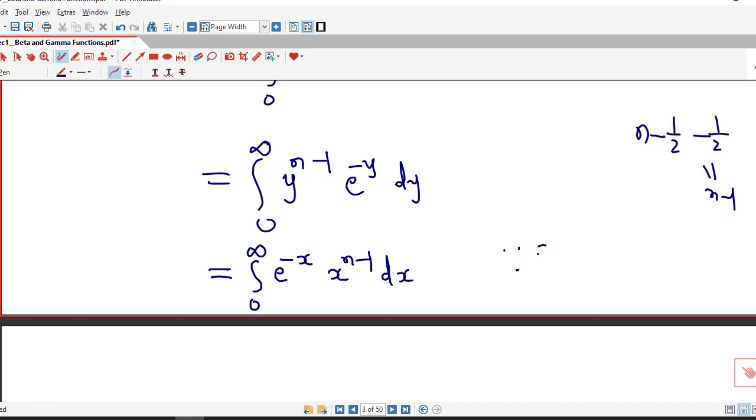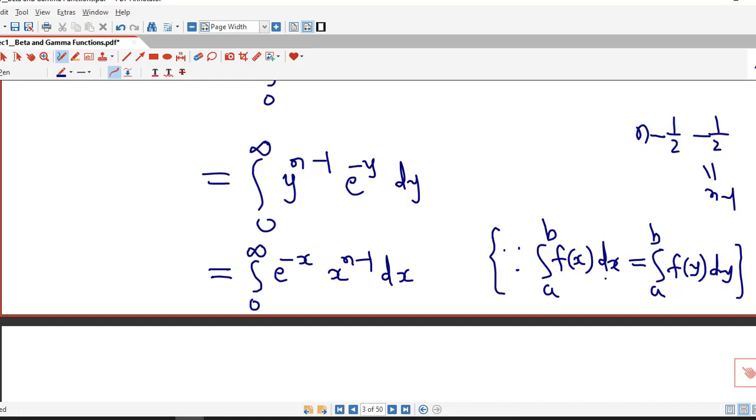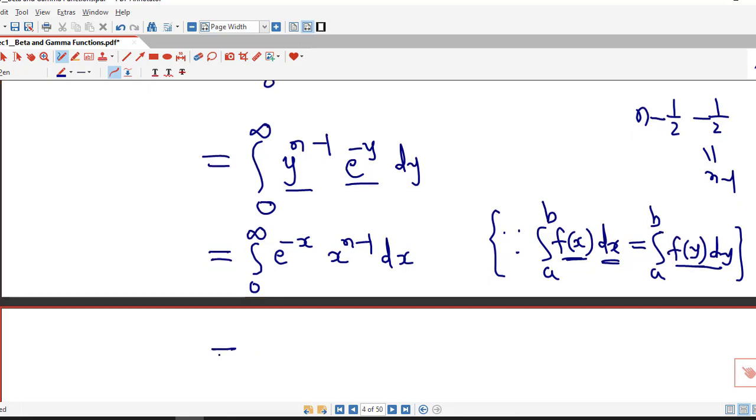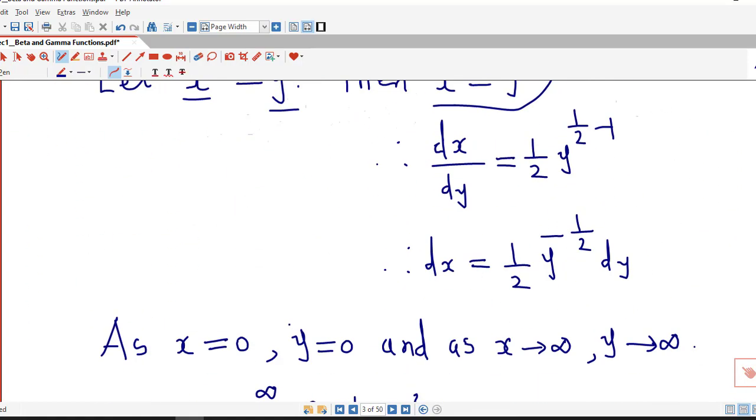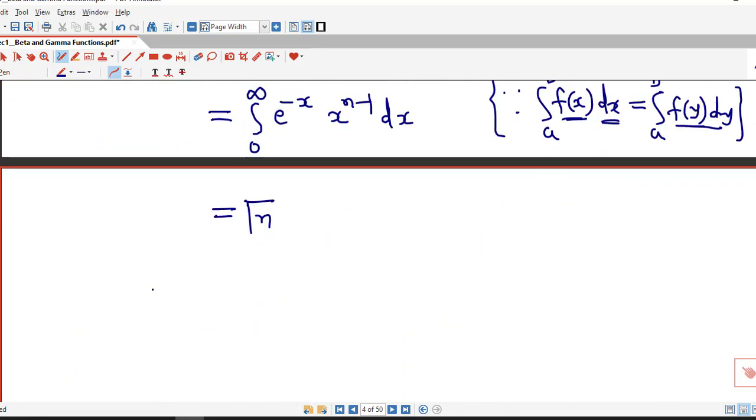Because we know that if we consider the integral of f(x) dx or f(y) dy, whenever we have a definite integral, the variable becomes a dummy variable, so either we can use x or y. The same thing we are using here, we can replace y by any other variable, and if we observe, we obtain that this is nothing but gamma function of n. So this is another form of gamma function.